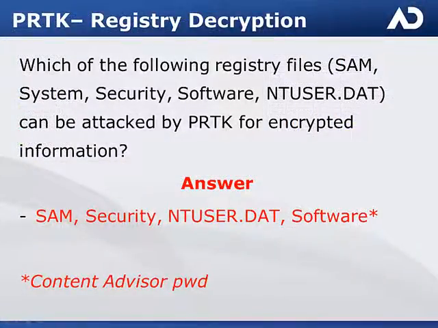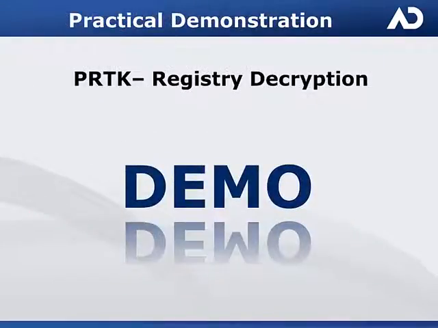Let's now answer the last of our PRTK questions having to do with registry files. Which of the following registry files, SAM, System, Security, Software, ntuser.dat, can be attacked by PRTK for encrypted information? And the answer is SAM, Security, ntuser.dat, and Software sometimes. And notice the asterisk there for the Content Advisor password. So let's take a look at this.